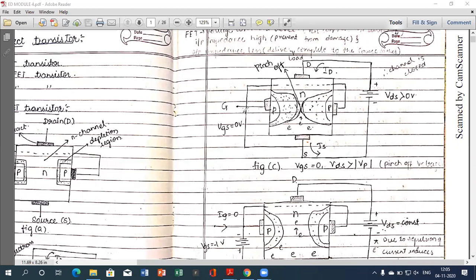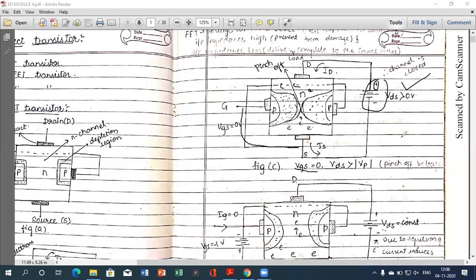The gate to source is short circuited to achieve this condition, which is done. Now this voltage VDS goes on increasing. If I go on increasing this, what happens here? In the channel, there are more number of electrons. Those electrons will be attracted towards the positive terminal of the supply. Due to this, the maximum number of electrons flows through the channel and causes the maximum current.